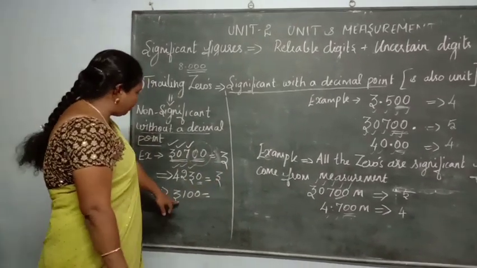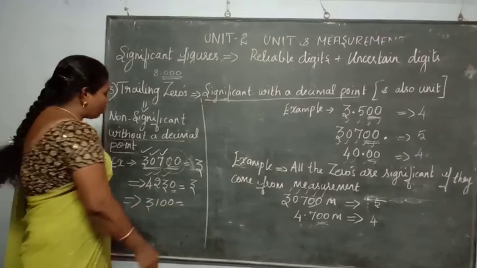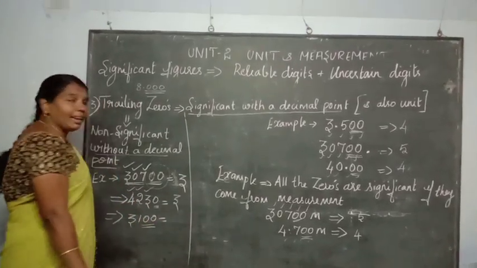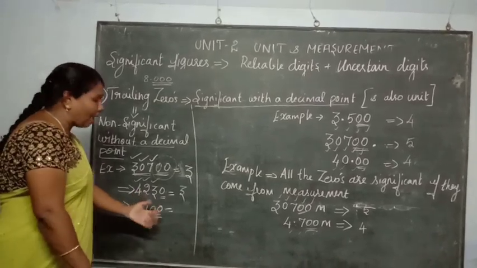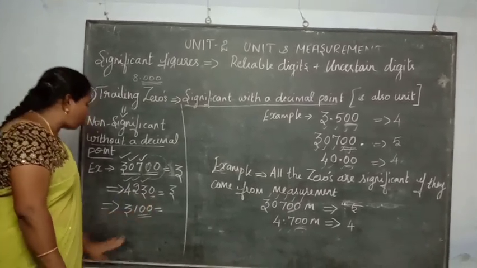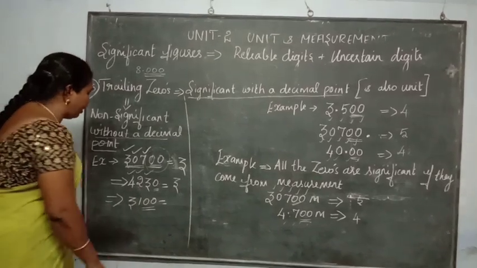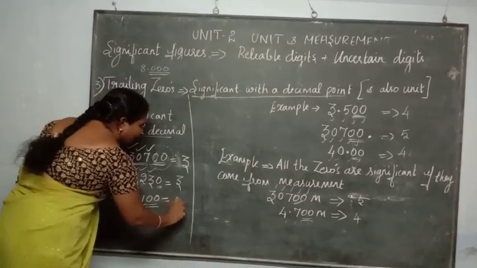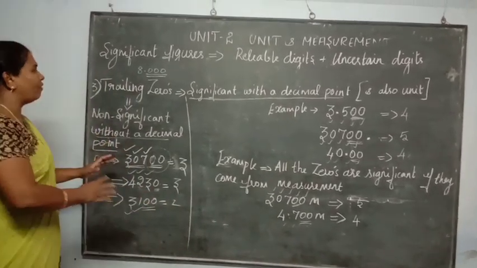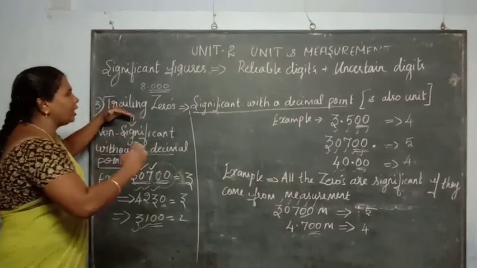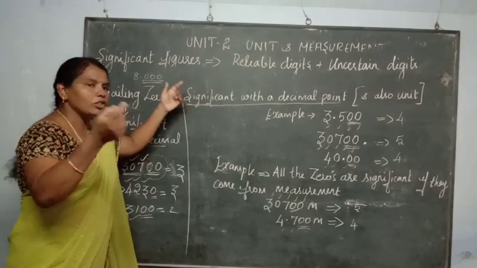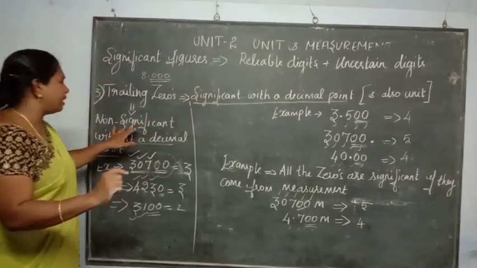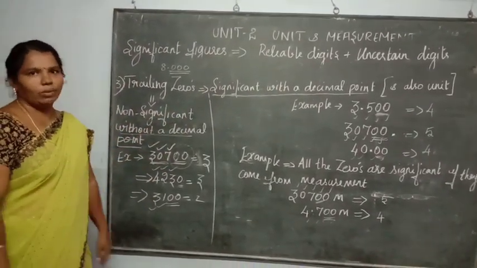And the third one, see here, 3100. The 00 are trailing zeros, but it does not have a decimal point and it does not have a unit. So you can skip these zero values, then count 1, 2. Therefore the answer is 2. This is the way of finding whether trailing zeros are significant or non-significant. Significant means you add them to the count, and non-significant means you leave those zeros.